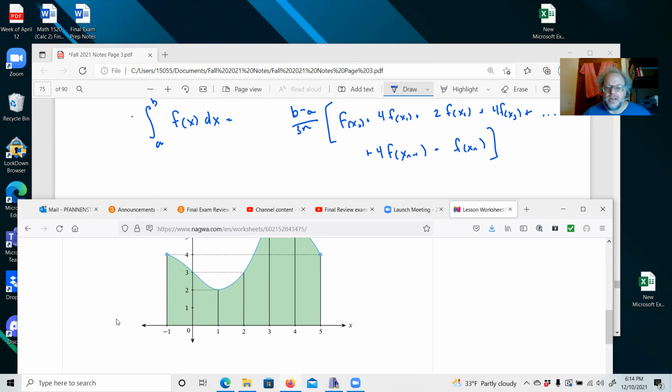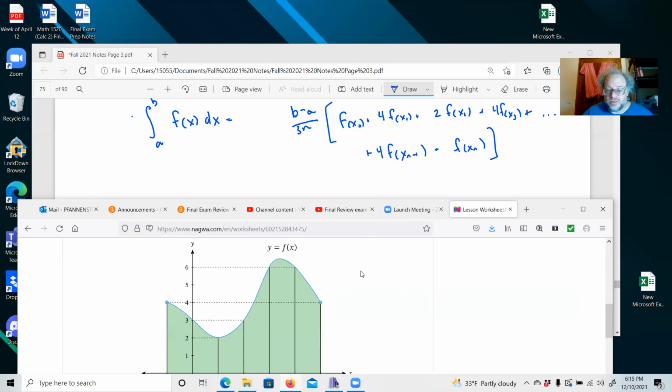And then there's how big do you want these steps? They don't always have to be 1. They could be 0.1. They could be a half. Armed with a spreadsheet, they could be whatever value you want. And you just have to plug the numbers in in order to get what's going on. So that's what Simpson's rule is used for.